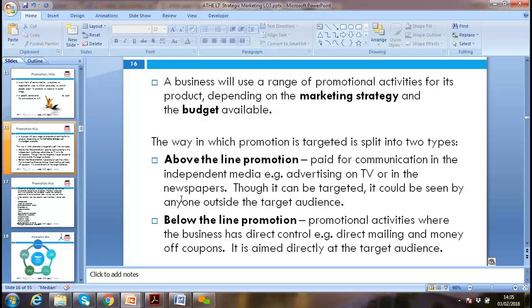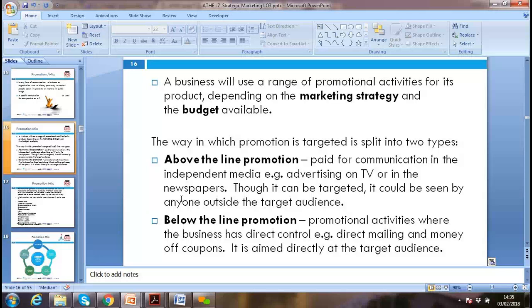Above the line is paid communication in the independent media. Advertising itself is above the line. We deliver the message across the board, and all audience will listen to our message. But below the line is when we are sending mail in an individual person's name or email. That's called below the line, so direct mailing.